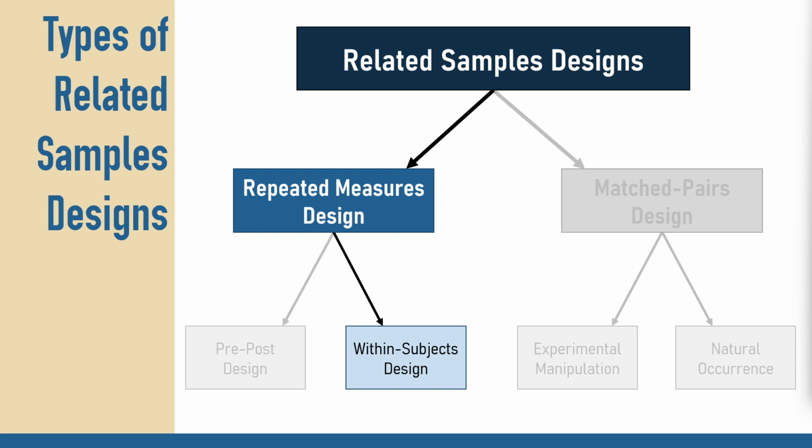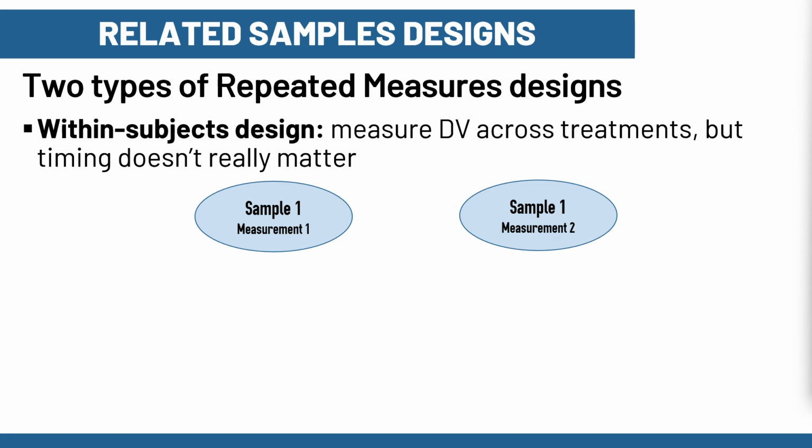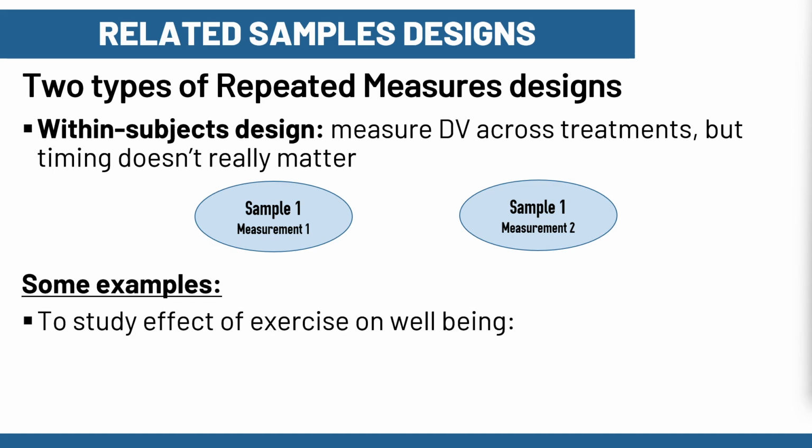Another type of repeated measures design is within subjects. And so in this, basically the same thing, it's just without the stipulation that timing matters. So in other words, we have two measurements, but they're not necessarily in any particular order. We're more interested in the difference regardless of which one comes first.